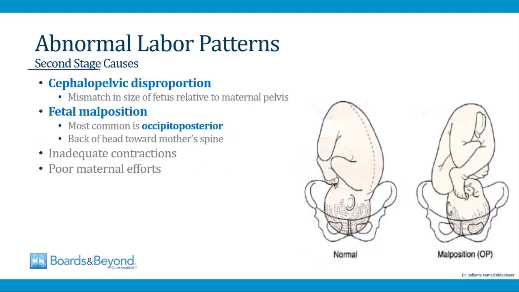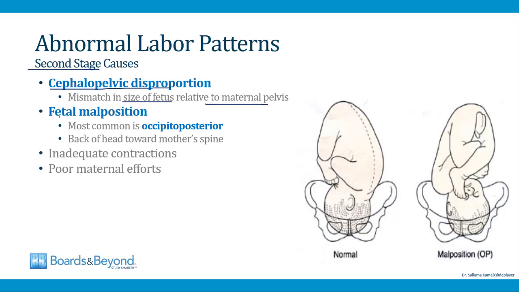In the second stage of labor, the cervix is fully dilated. This is sometimes called the pushing stage because this is when the mother is pushing the baby out of the womb. So causes of abnormal labor patterns in this stage usually have to do with abnormalities of the baby fitting its way through the pelvis and out of the womb. One of the reasons this can happen is if there is cephalopelvic disproportion. This refers to a mismatch in the size of the fetus relative to the maternal pelvis.